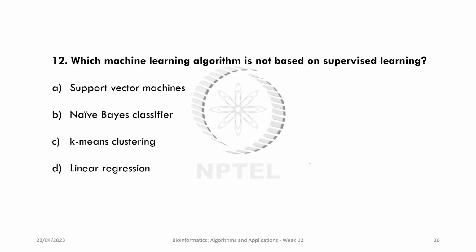Okay, question 12. Which machine learning algorithm is not based on supervised learning? A. Support vector machines. B. Naive Bayes classifier. C. K-means clustering. And D. Linear regression. Okay, 3 votes for C. Thank you, Bhavana. It also falls under supervised learning only.